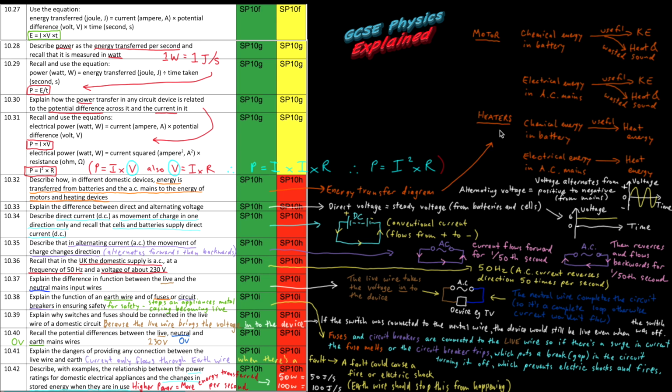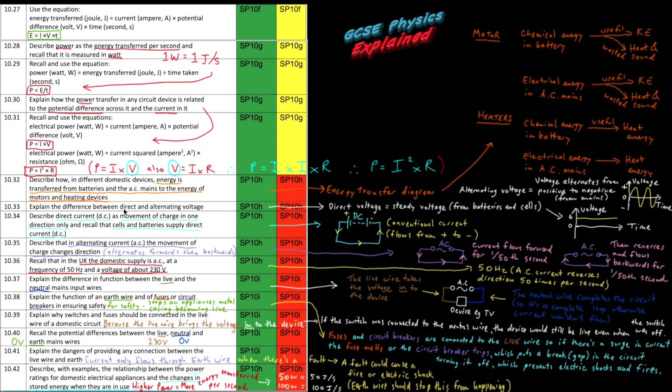And in a heater, if you're using battery, once again it will be the chemical energy in the battery going to heat energy. I haven't done any wasted energy this time because even the wasted energy will be heat energy, which will be useful as long as it goes to the right area. And if you're using the AC mains, then it would be electrical energy turning into heat energy rather than chemical energy.